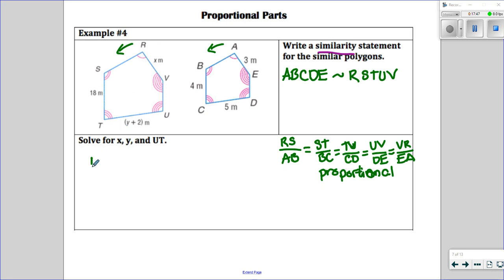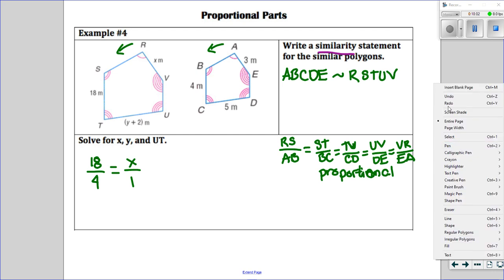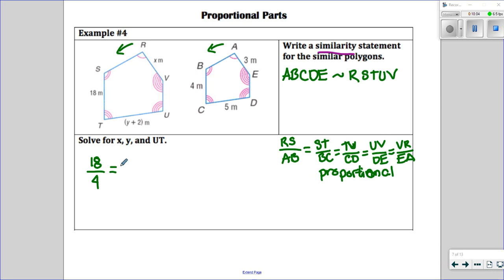So I'm going to have 18 over 4, because those two sides are proportional, equals x over 3. Okay, let's do that again. Equals x over 3. All right, so I cross multiply. So 4x equals 18 times 3, which gives me 54. And then I'm going to divide that by 4. And then x equals 13.5.